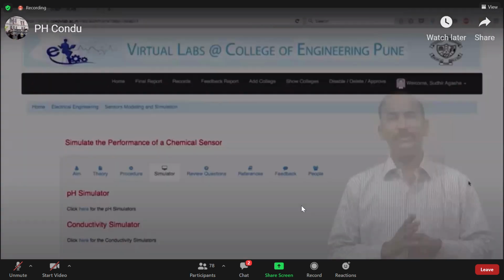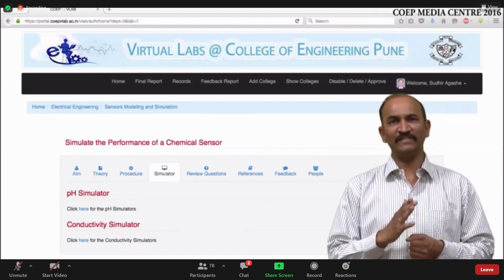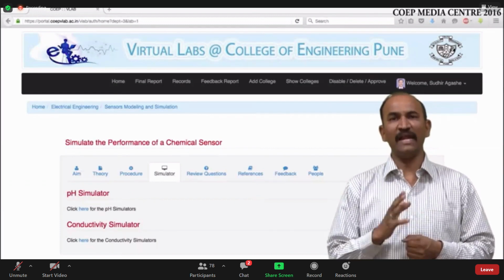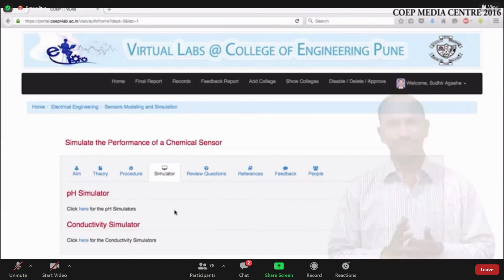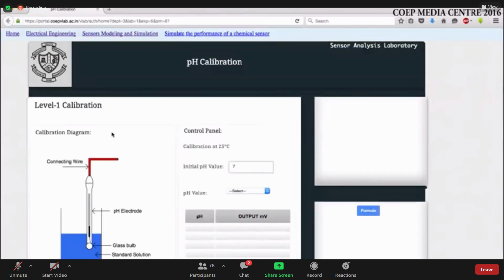pH and conductivity sensors. In this experiment, we will study a pH simulator and a conductivity simulator. The theory, procedure, review questions are already there, and users are advised to read theory and procedure before performing this experiment. So if you want to see the simulator of pH, click here for pH simulator. The simulator will get open, and level 1 is meant for calibration.